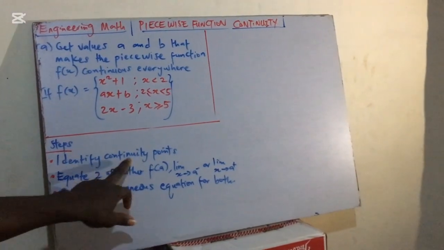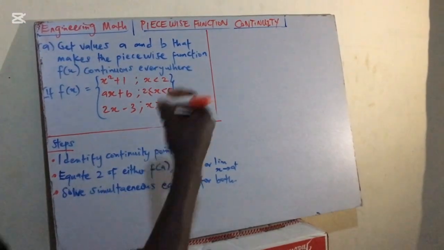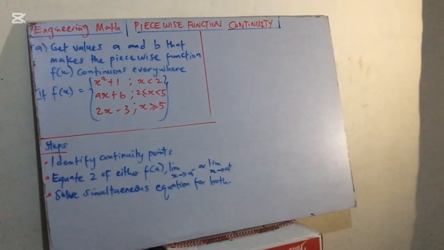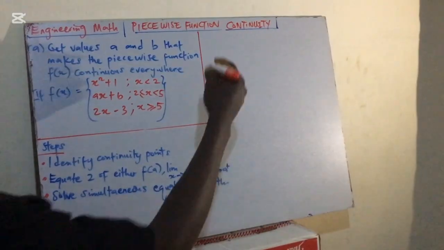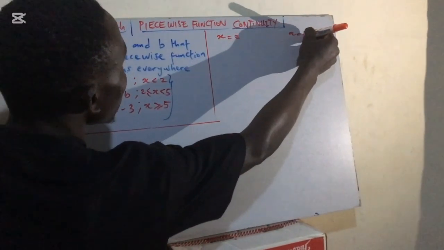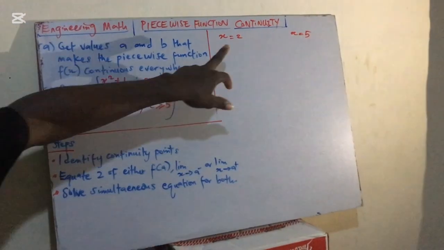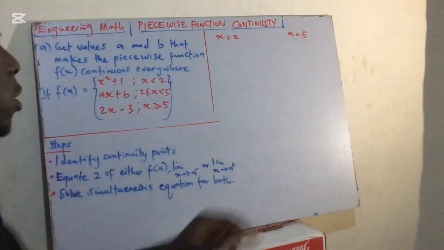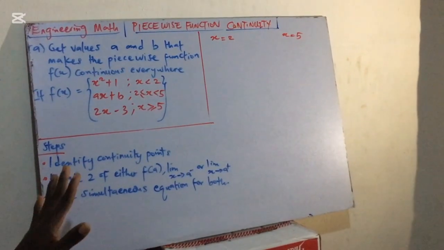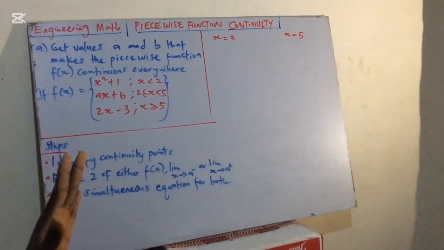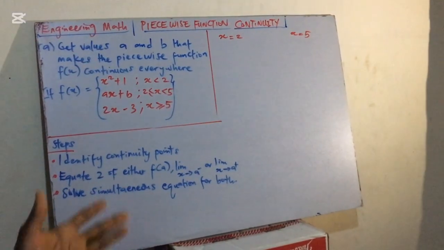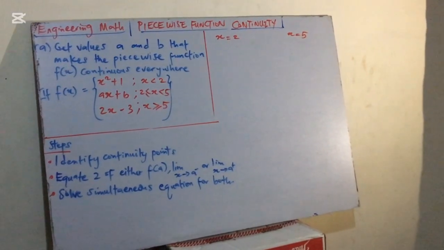Now identify continuity points. So we have continuity points for f(x), let me say x equals 2 and x equals 5. We have continuity at x equals 2 and continuity at x equals 5. Now we can start. Equate either one; you can choose f(a), but I prefer using limits, but let's use everything, it is all the same.